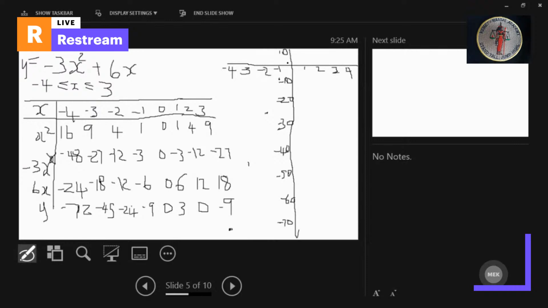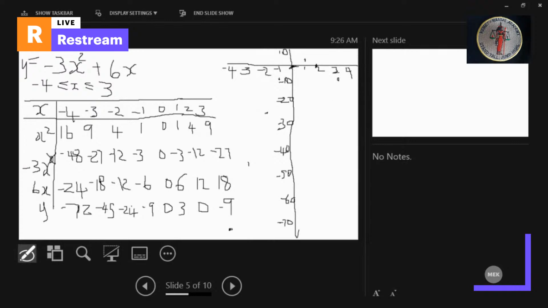0 to 0. Remember I told you, if it doesn't have a constant term, or in other words, the constant term is 0, it's going to anchor about the origin, right? And now we have 1 to 3. So 1 up to 3, 2 to 0, so back down to 0, and 3 to negative 9. So 3, down to negative 9.